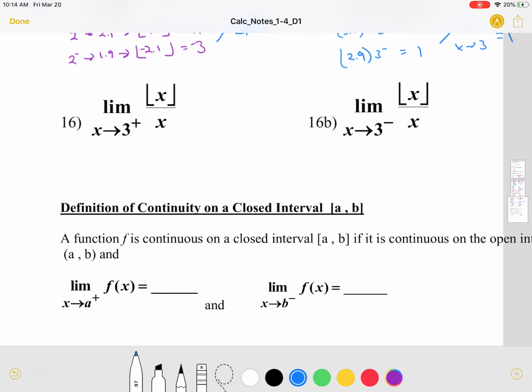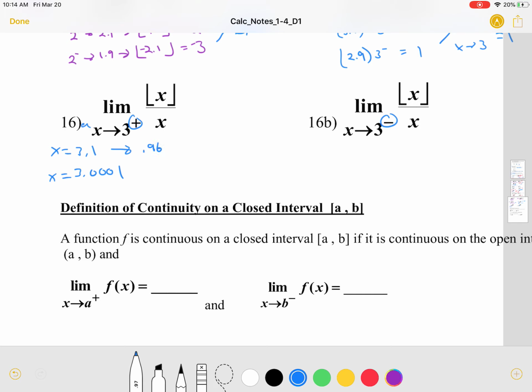All right, so 16, here we go. Again, we only need to do the right side for 16A, and we're doing the left side only for 16B. So we're starting with 16A. We're going to plug in a couple x's that are on the positive side. When I use x equals 3.1, and then let's just say x equals 3.0001, something crazy like that.